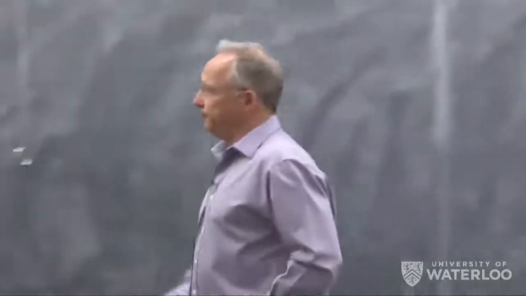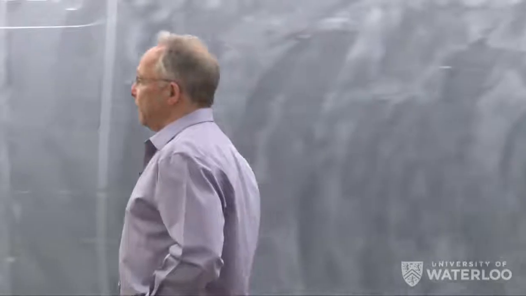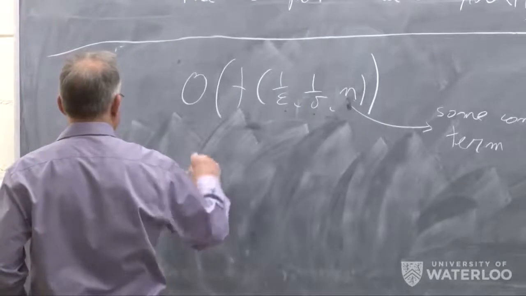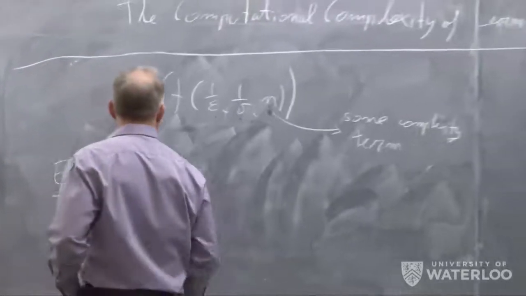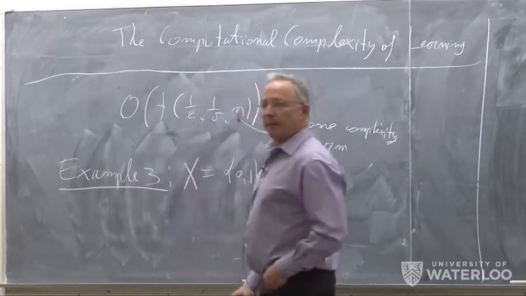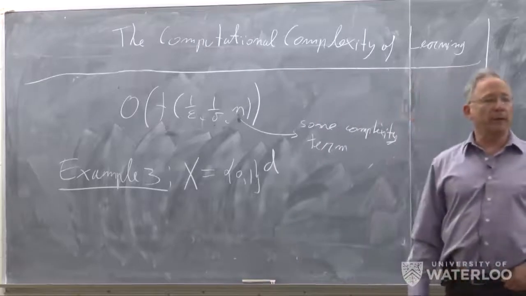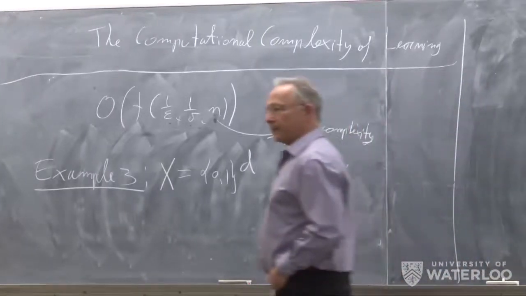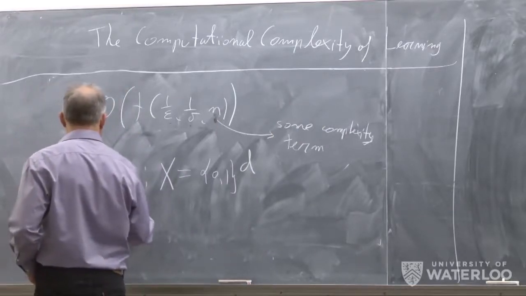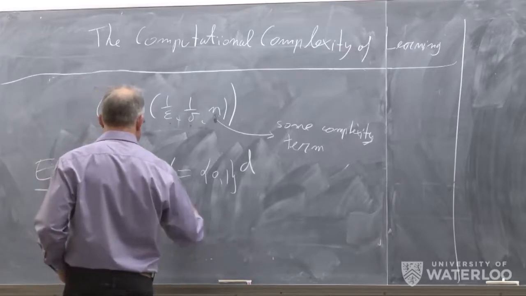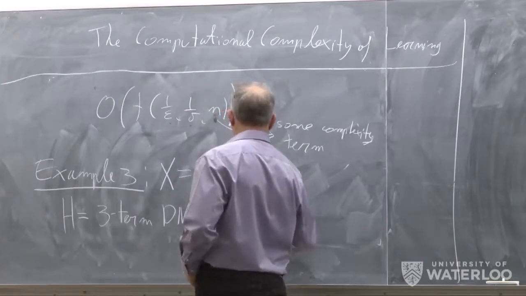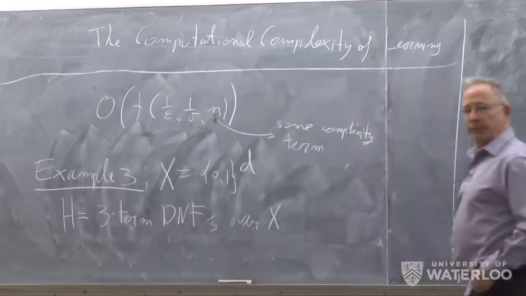So my next example is another class, a little bit more complicated. Example 3. Again, X is going to be {0,1}^d. But this time, I will allow more complex formulas. I'll allow the class H to be the class of 3-term DNFs over X. So what do I mean by 3-term DNF?